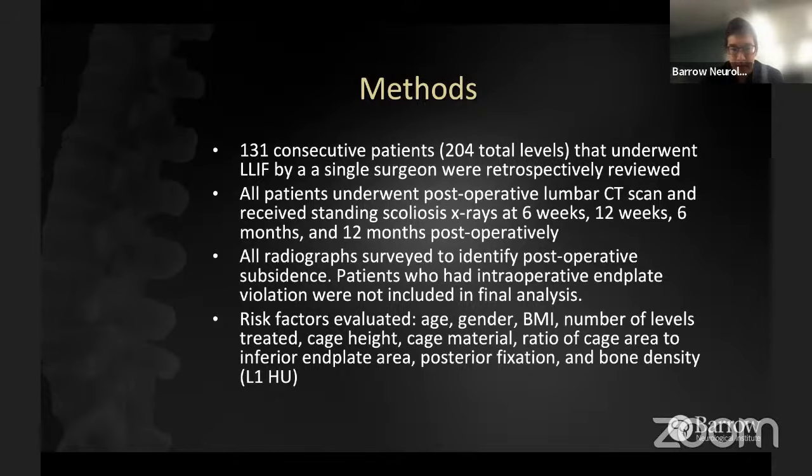Notably, we excluded patients who had intraoperative end plate violation. I'll speak more to this later, but the risk factors that were evaluated include age, gender, BMI, the number of levels treated, cage height, cage material, the ratio of the cage area to the inferior end plate area. For this, surface area data of each implant was obtained from the manufacturer and compared to the patient's own inferior end plate area. Posterior fixation and bone density is measured by L1 Hounsfield units.